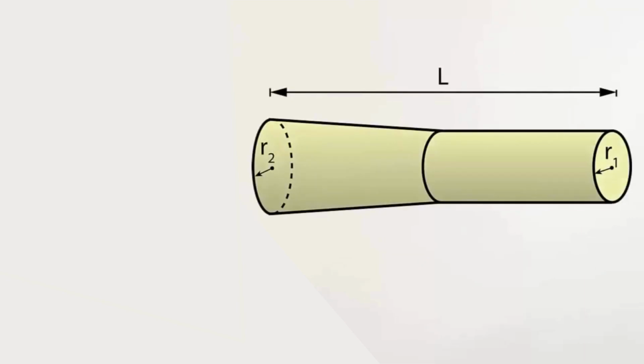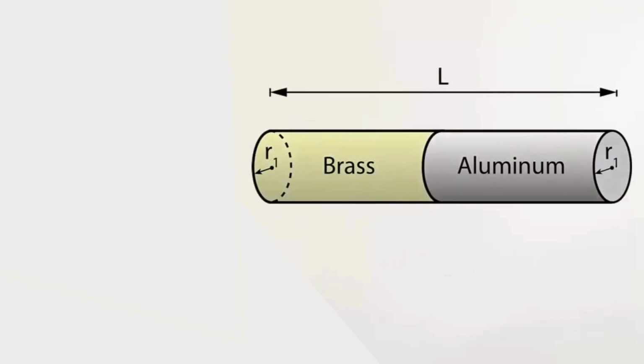Real shafts may have variations in cross-section, as the compound conical cylindrical shaft shown here. This variation in geometry means that the polar moment of inertia will vary as a function of x. Other shafts may have variations in material properties, as shown here. This would result in a variation in the shear modulus of the shaft material along its length.